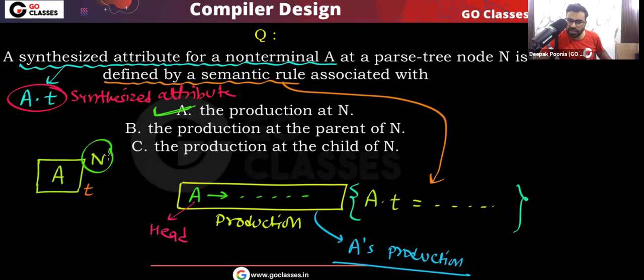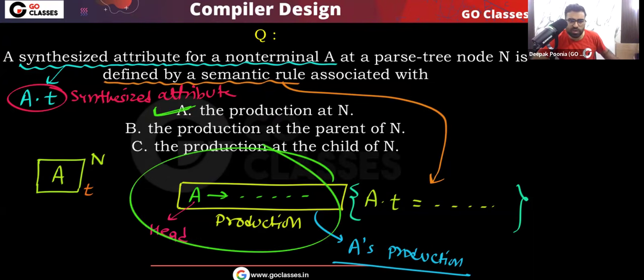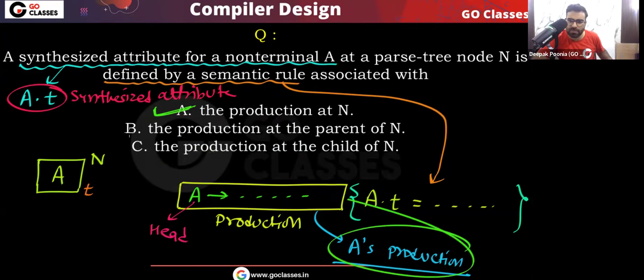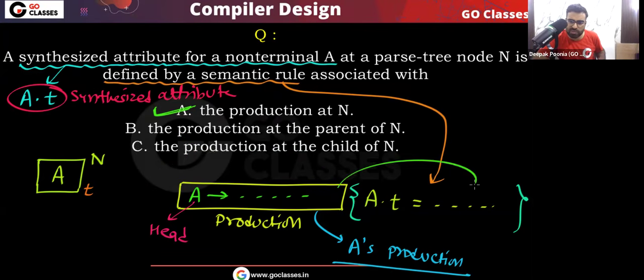Okay, the node N contains A. Basically both are the same. So you can easily see that the synthesized attribute of non-terminal A you are defining in a semantic rule. Then in the corresponding production, this A will be the head. So I can say the corresponding production is basically A's production. So I can say that this semantic rule is associated with the production at A itself, or the production at N itself. So the answer will be option A.